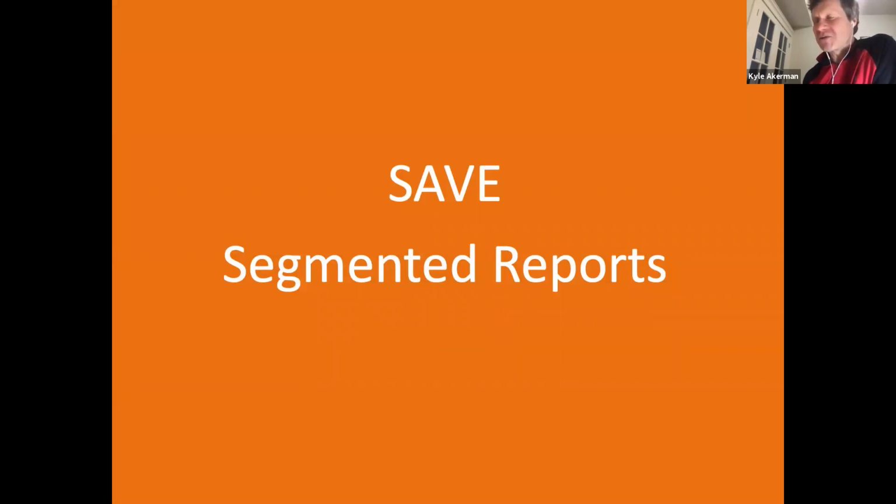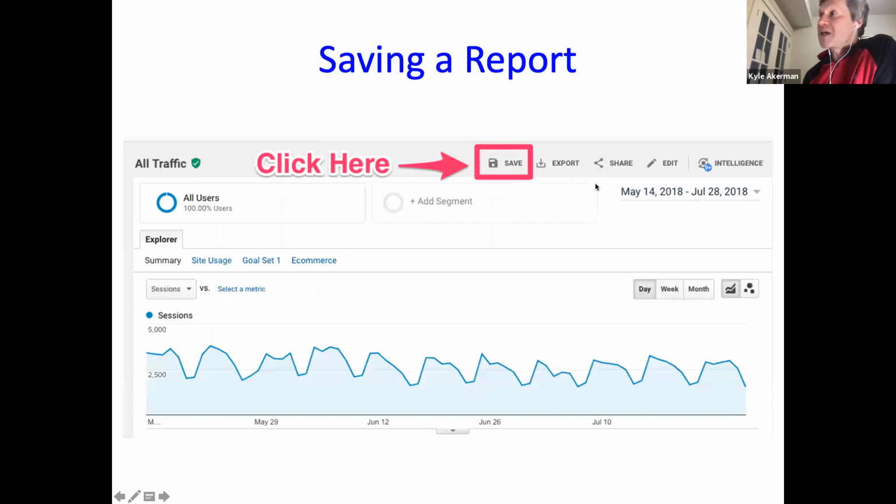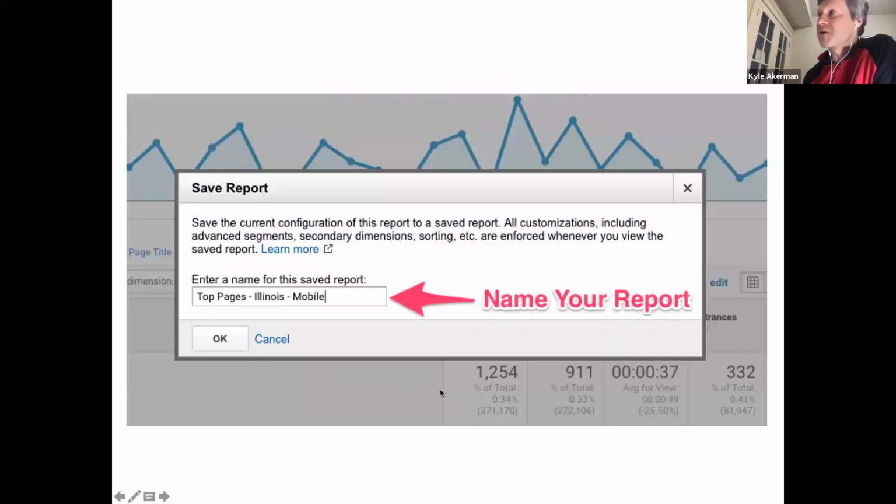It doesn't have to be a segmented report. You can save any report, but this is a very useful way to bookmark your reports in a sense. So basically you'll see a little, it's kind of dated, but there's a little computer diskette icon, like a floppy disk, on every report. So you click save, and then you'll be able to give it a name. I always give it a meaningful name. So for that report I created, I'm going to call it Top Pages, Illinois Mobile. I should be able to understand what that means when I see it in a list.